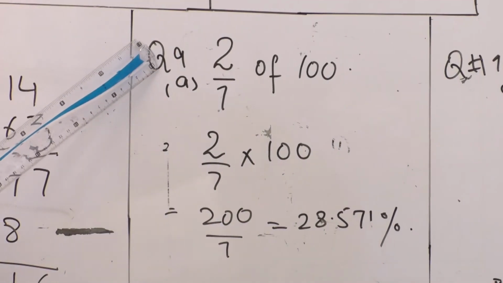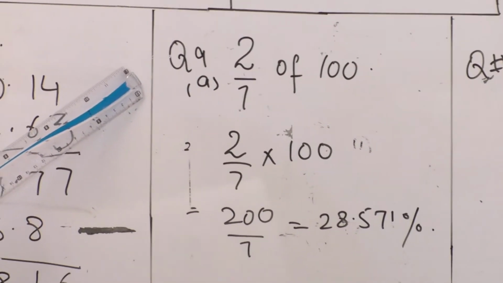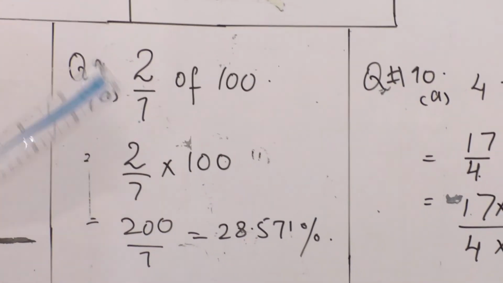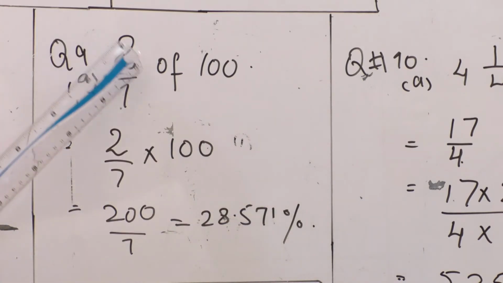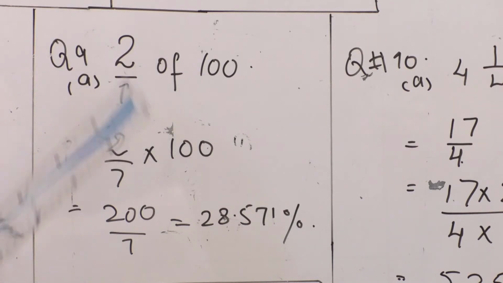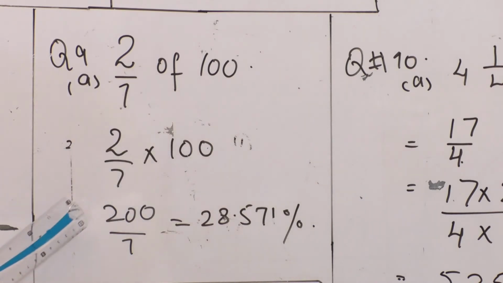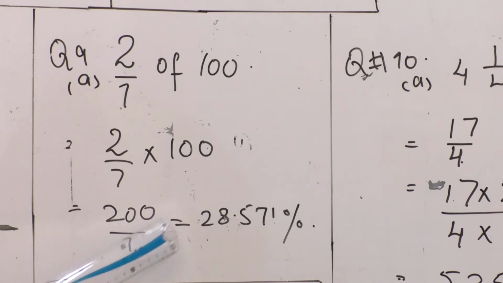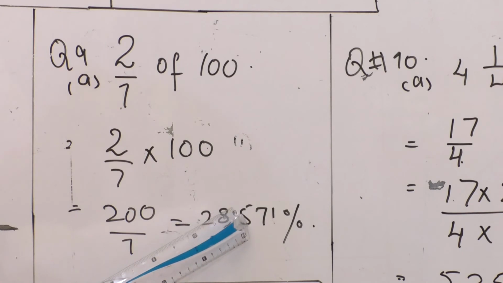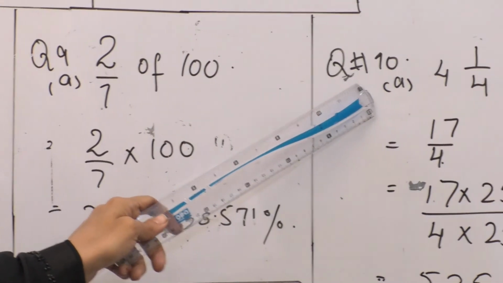Students, come to question number 9. The question is, change these fractions into percentages, rounding off your answer to 2 decimal places where necessary. If there is a requirement, then you will have to write 2 decimal places. Otherwise, you can write 3. 2/7 of 100. Of will be replaced by the multiply sign. 2/7 multiplied by 100. 2 multiplied by 100 will become 200, and 7 will be written in the same way. So when we divide these values, we get the answer 28.571%.